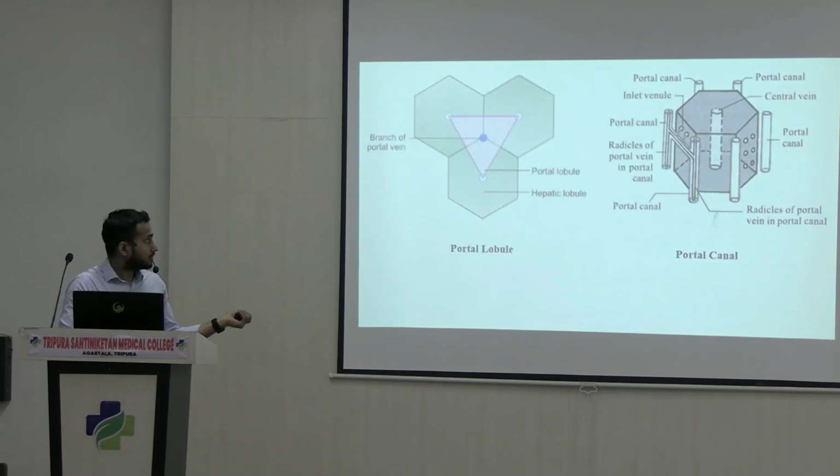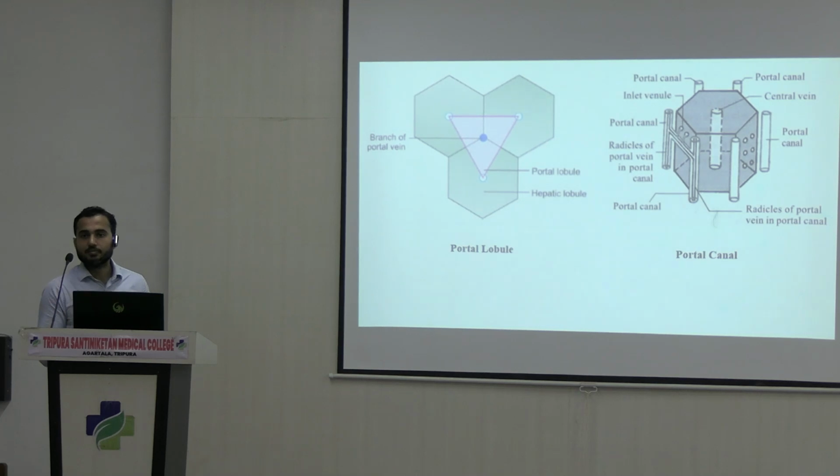Let me show you the diagram. So here you can see the diagram. What is this? This is the classical liver lobule which we have discussed just now. If you take three classical liver lobules, in between them we get the portal lobule. The portal lobule is also called the nutritional lobule or functional lobule of the liver. First of all, it is a triangular shaped area, as you can see.